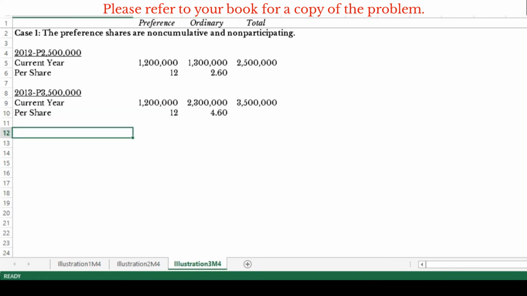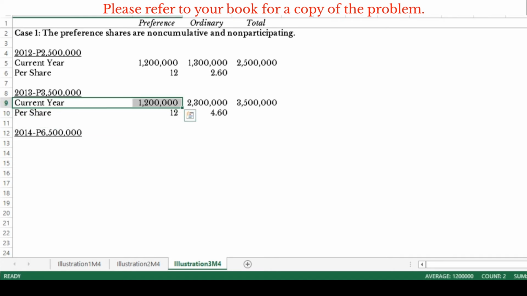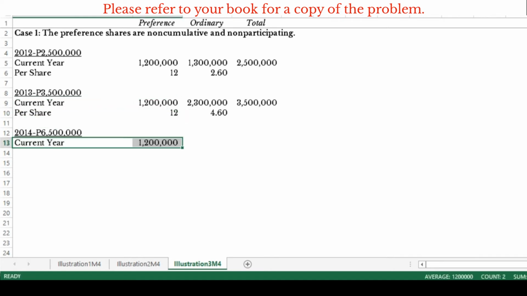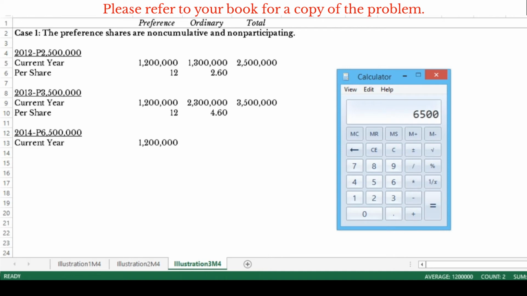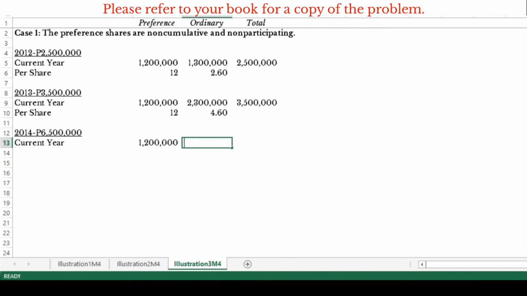Next, during 2014, we declared dividends of 6.5 million. So, the current year ng preference is at 1.2 ulit. Then, yung sobra, 6.5 minus 1.2, mapupunta na sa ordinary. So, that's 5.3.